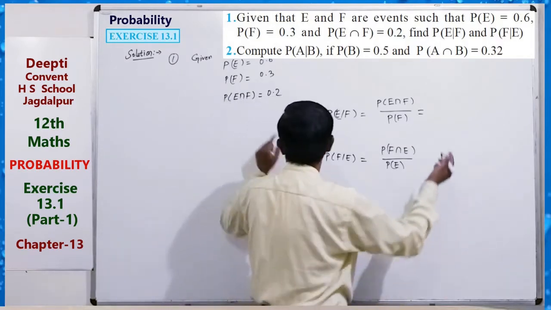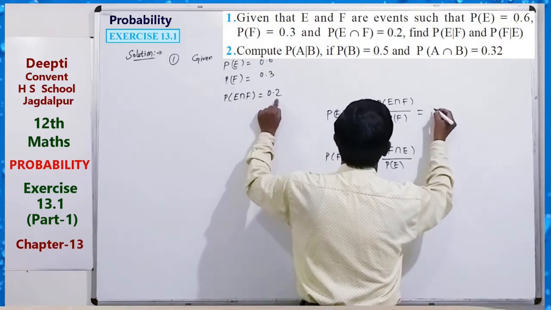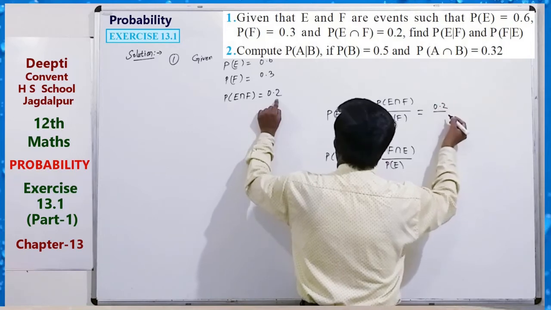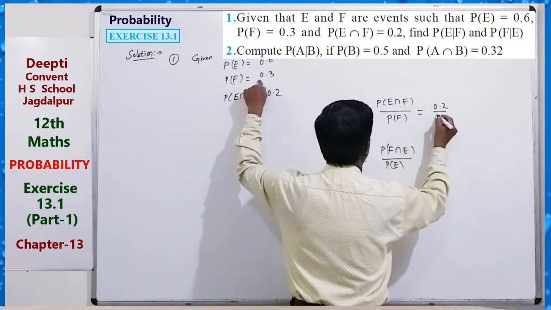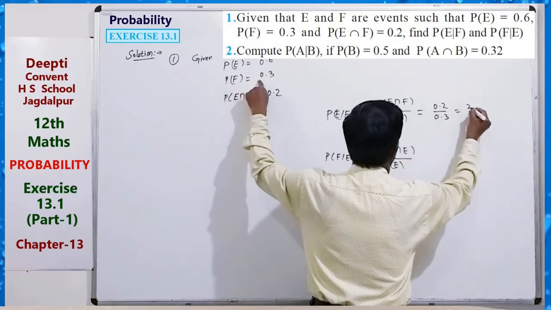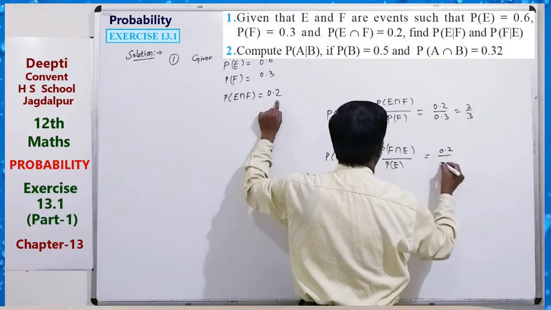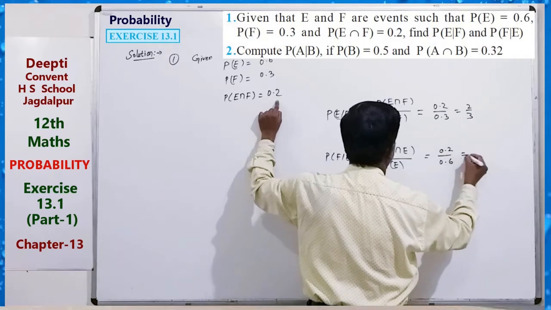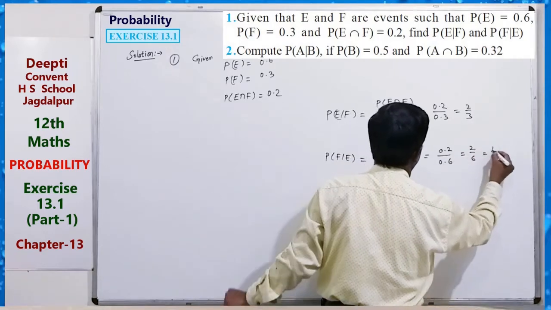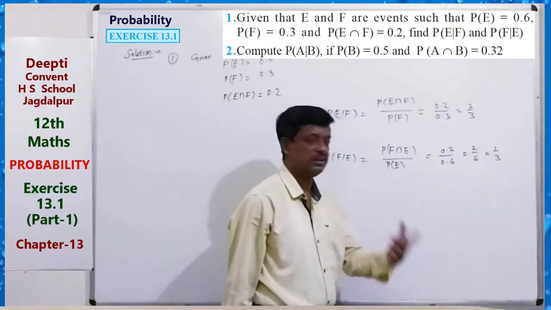So you can write 0.2 by 0.3, which is 2 by 3. And here 0.2 by 0.6, so 2 by 6 equals 1 by 3. So 2 by 3 and 1 by 3 are the answers.